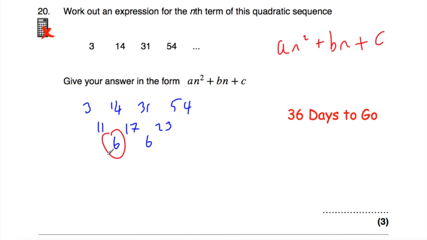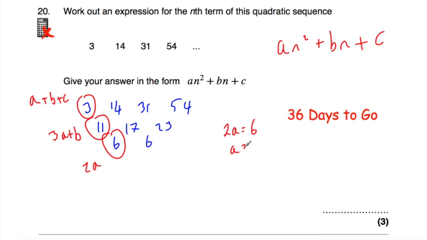Remember that our second difference is equal to 2a, our first difference is equal to 3a plus b, and our first term of the sequence will be a plus b plus c. There are different ways to approach this quadratic nth term, and if you do want to look at the other approaches, go to Corbettmaths.com, where I've got 3 different videos on how to find the quadratic nth term. I tend to use this approach, but if you use a different approach and you get the right answer, that's totally fine.